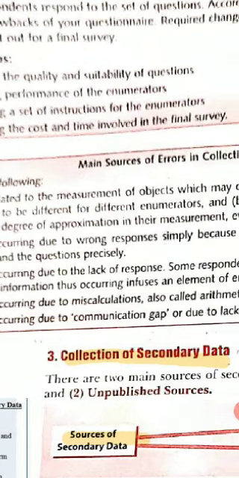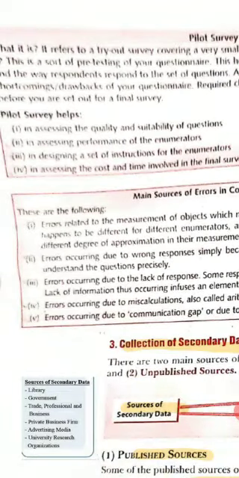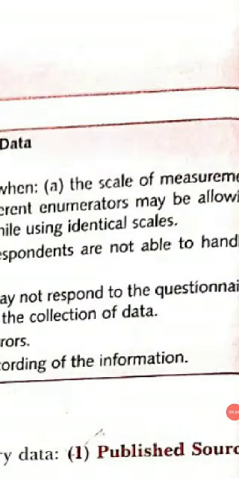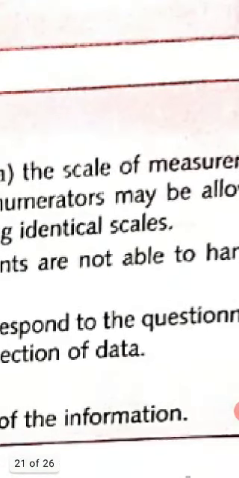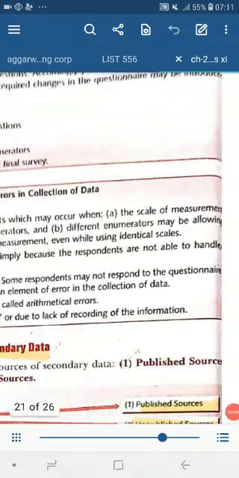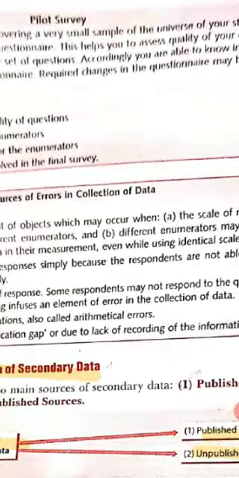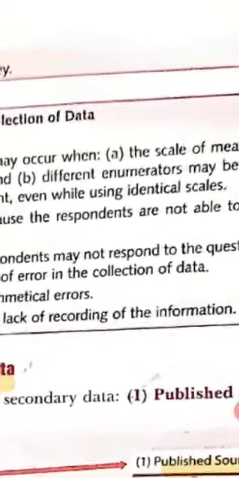The next main topic is, what are the main errors in the collection of data. There can be some sources of error in the collection of data. Error can occur if the scale of measurement is different. So what is the scale of measurement? There are 4 scales of measurement: one is cardinal, one is ordinal, one is ratio, and one is interval. If different scales are used by different enumerators, obviously the answers we get will be different. So there should be identical scales, meaning the scales used by the enumerators should be the same.